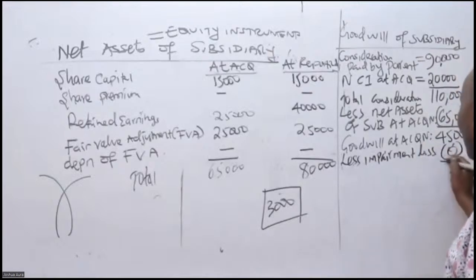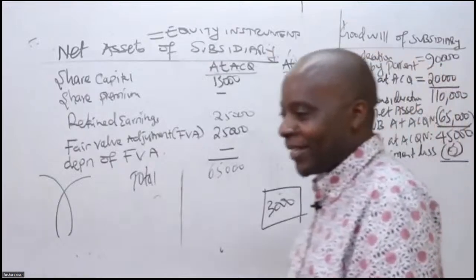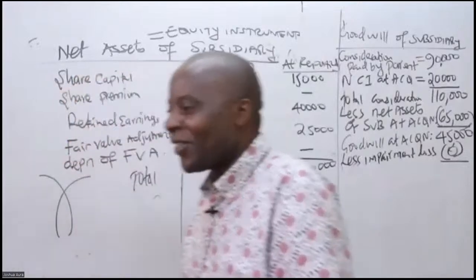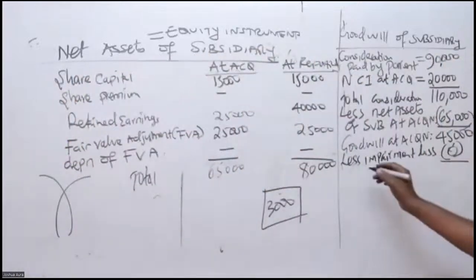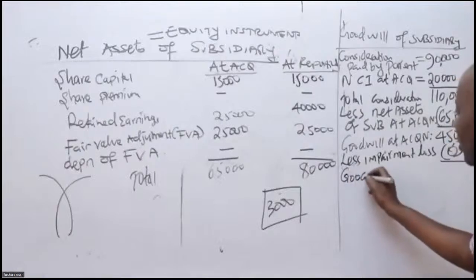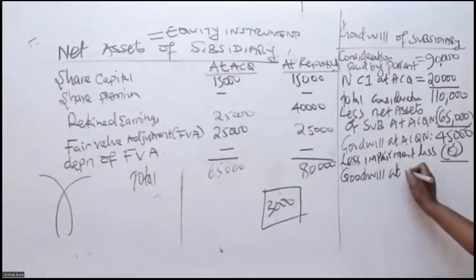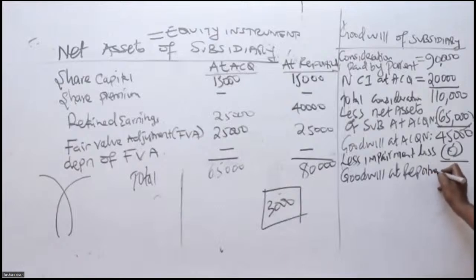In this question, there is no impairment loss. So then come and give us what we call the goodwill. Give us the goodwill at reporting, which will be the same 45,000.